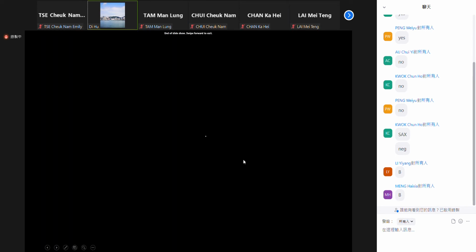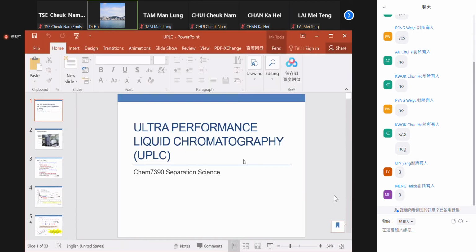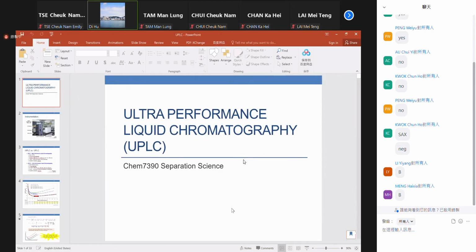Okay, that's all for here. And now we can go to the UPLC part. So now it's the UPLC part. UPLC means ultra performance liquid chromatography, and we already mentioned a little about it.